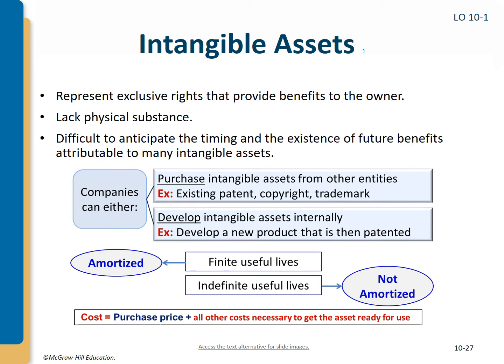Some intangible assets have very defined lives. We call them finite. So we expense those assets over their useful life. But then there's other assets that have indefinite useful lives. These are not expensed, and we'll talk in Chapter 11 in Accounting 212 about what we do with these. But again, the cost of an intangible asset is the purchase price plus all other costs necessary to get the asset ready for use.